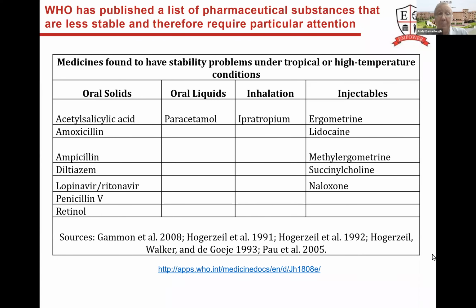And does it have stability problems? And here we have medicines with known stability problems, and paracetamol liquid is one with a lot of stability problems because it grows bacteria. You get black lumps floating about in it. It's a common problem with paracetamol liquid. And there are other ones, retinol, vitamin A is also a common problem. So is it on that list?